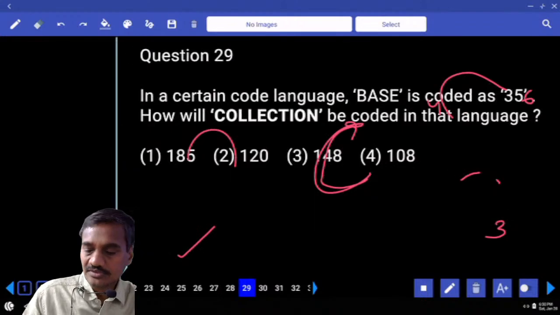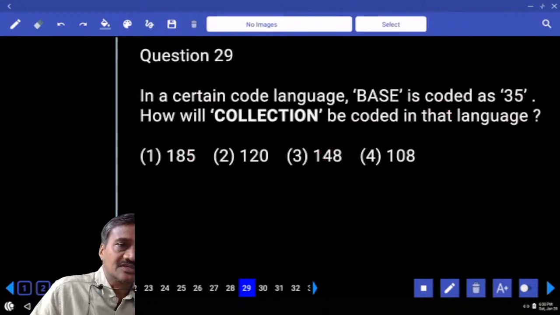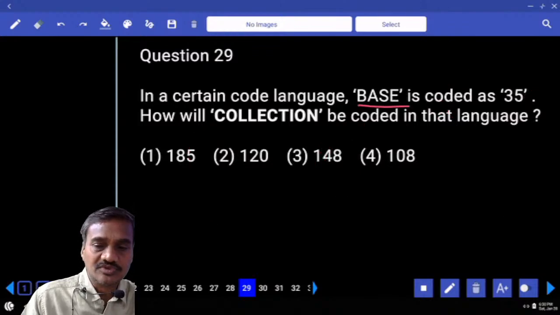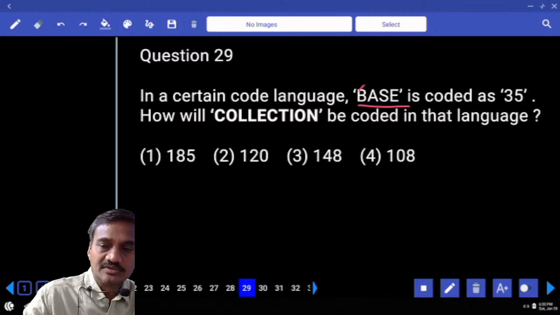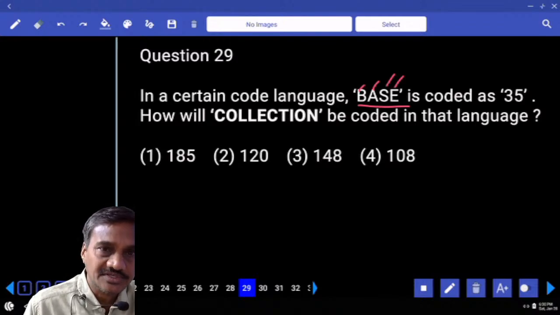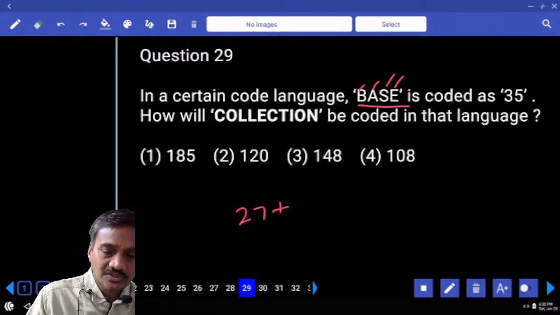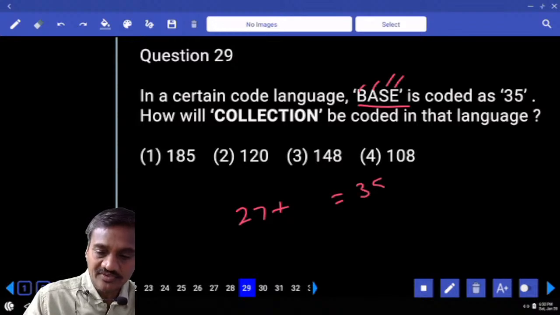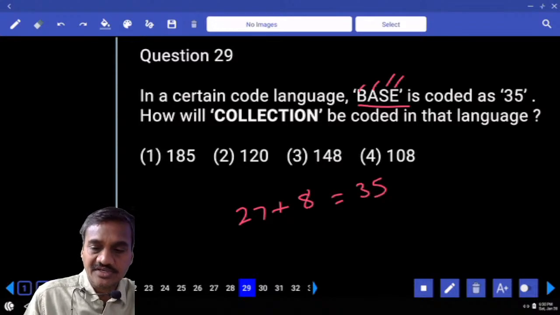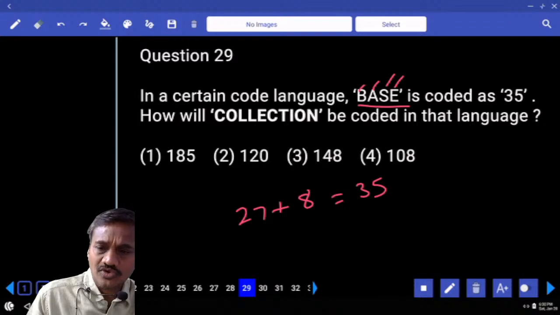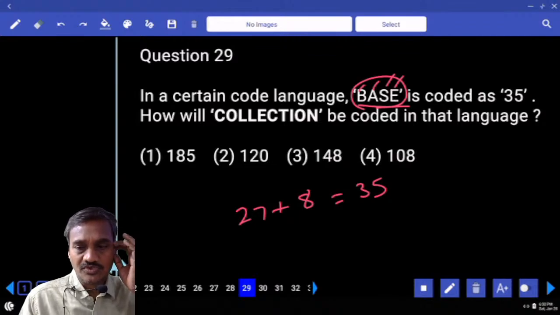Then the 29th one. Now what is the sum of this one? 2 plus 1, 3. And 3 plus 5, 8. 19 plus 8, how much is it? 27. How much is added to get 35? 8. Why is 8 added here? Now 4 into 2, 8.